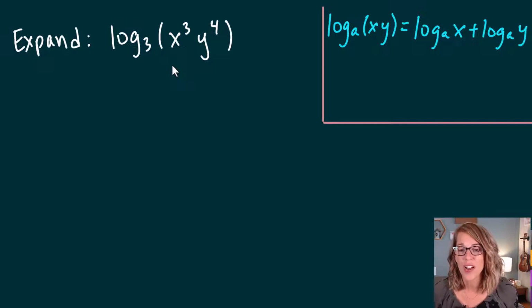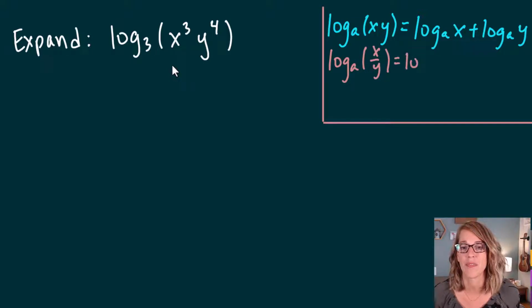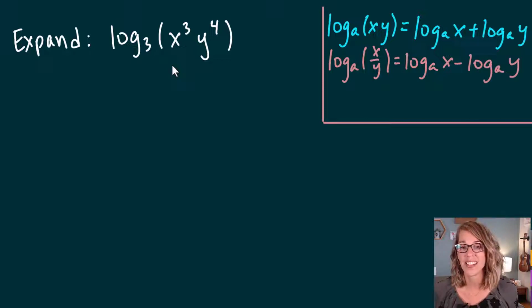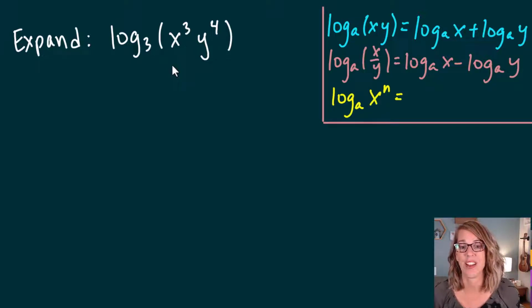I can also do one for a quotient. So if I have log base a of x divided by y, it's really similar, but this one's a difference. So log base a of x minus log base a of y. And then finally, we've got the logarithm of something with a power. So this third one in yellow is going to be log base a of x to some power n. I can bring that power out in front. So this is n times log base a of x.